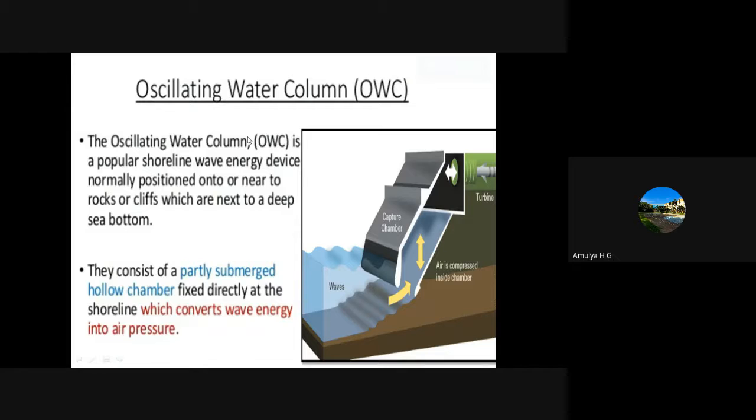Next is one more type of submerged or embedded system, that is the oscillating water column. We also call it OWC, oscillating water column. This is one of the popular shoreline wave energy devices. It is usually installed onto or near the rocks or cliff areas next to the deep sea bottom.